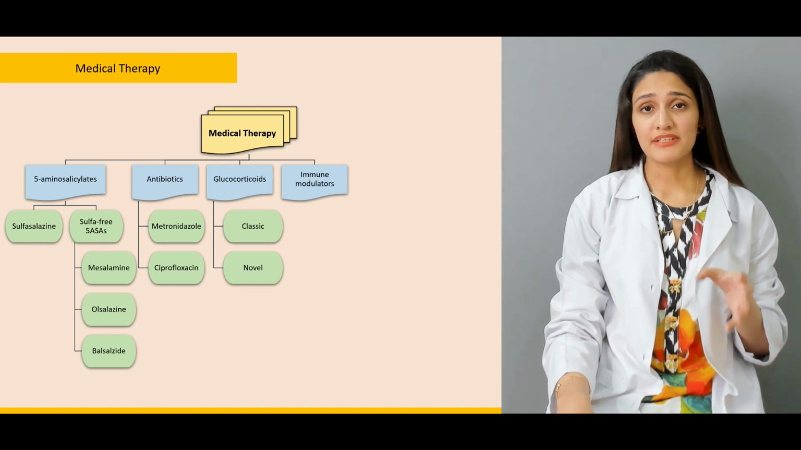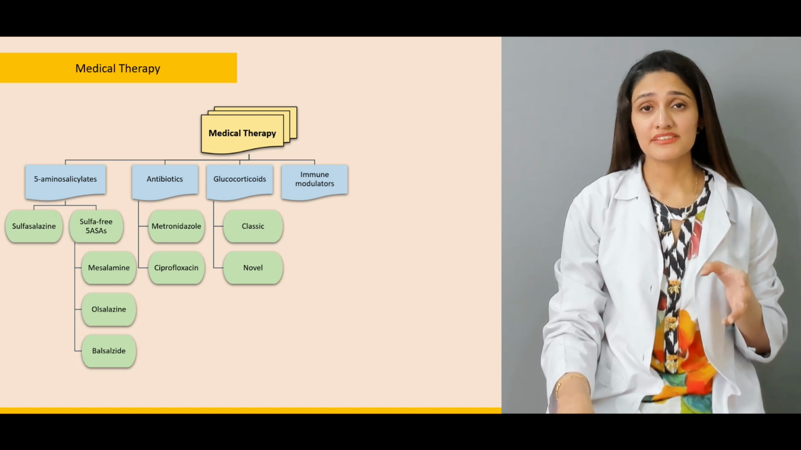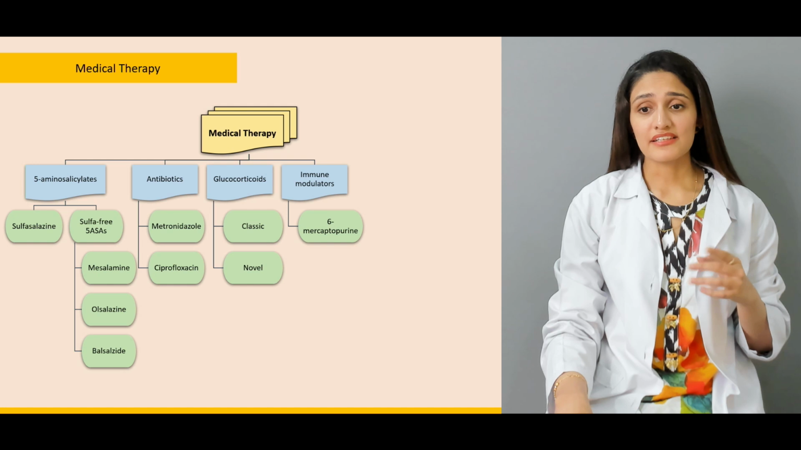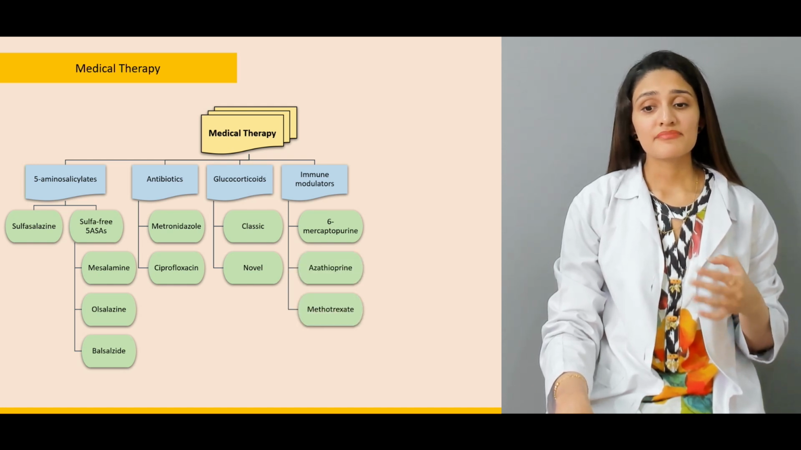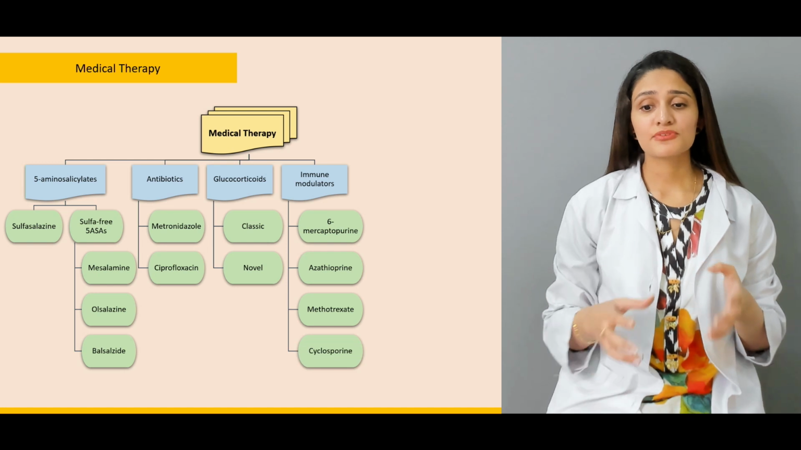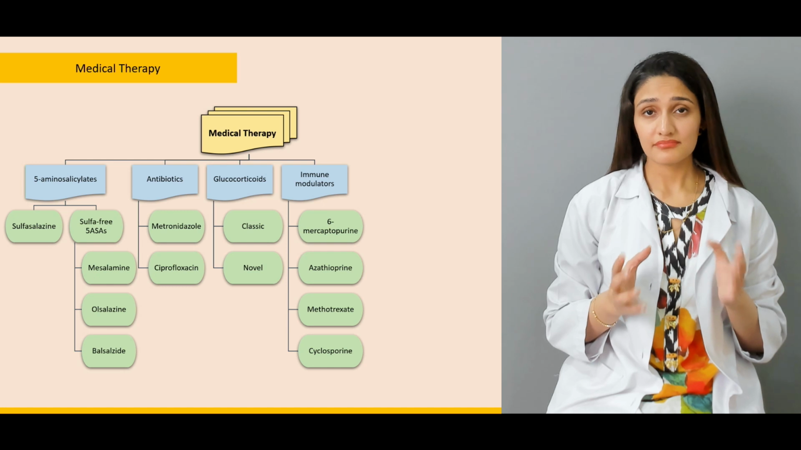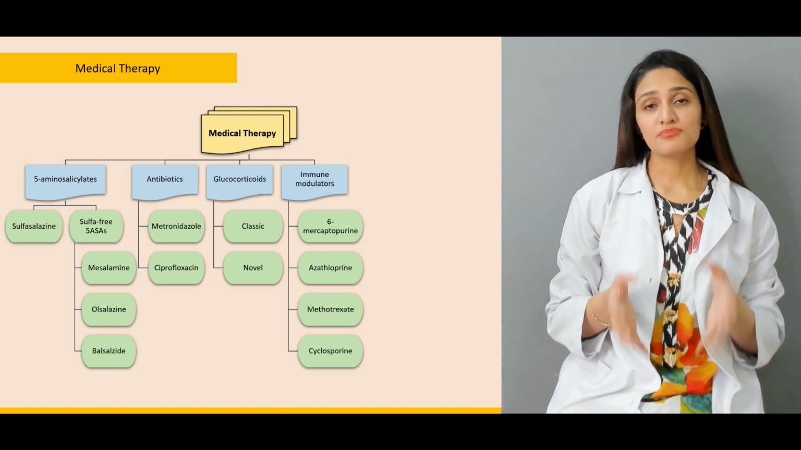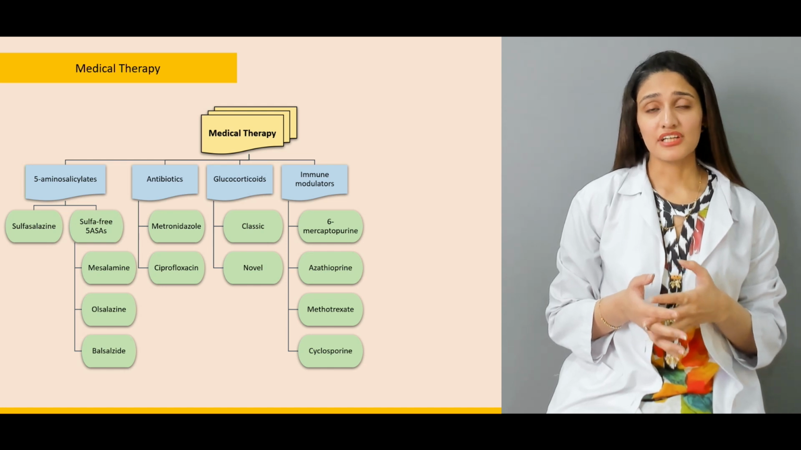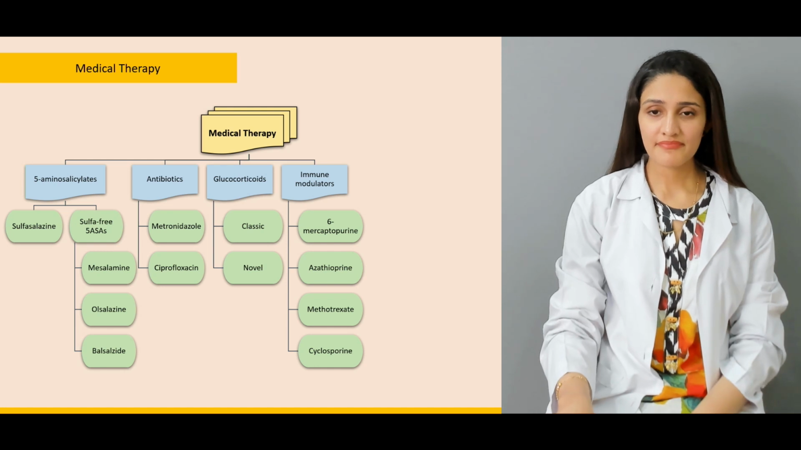a good medicine given to Crohn's disease patients are the immune modulators. These thiopurines are very effective, such as 6-mercaptopurine, azathioprine, methotrexate, and cyclosporine. They have a very drastic effect on patients with Crohn's disease. Some of the side effects of immune modulators are drug fever and arthralgia.